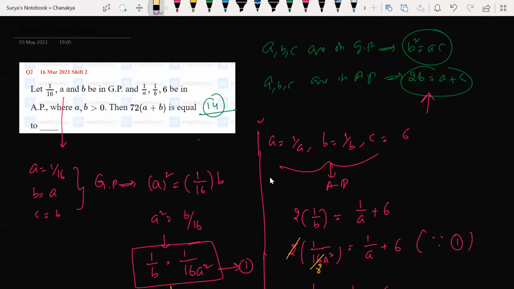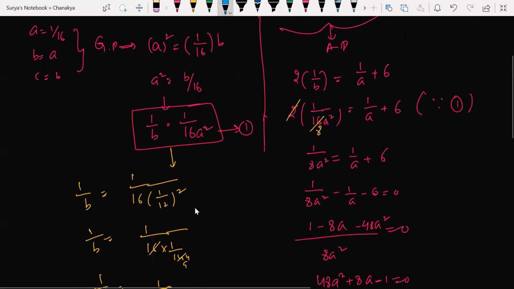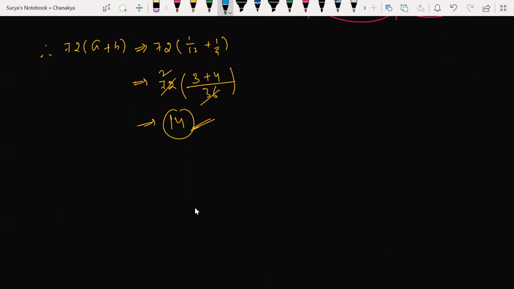Very simple question actually. If you know, this has been asked in 2021. Check. ABC are in GP, ABC are in AP. Then conditions you must know. If you know those conditions, after I just applied that, found A and B values, substituted there, I got the answer. Clear? Shall I go for the next question?